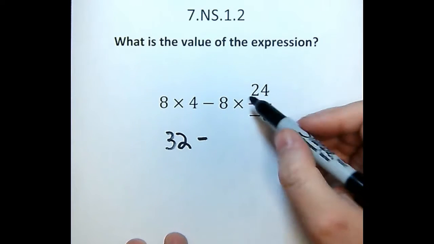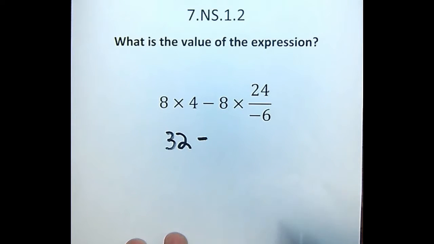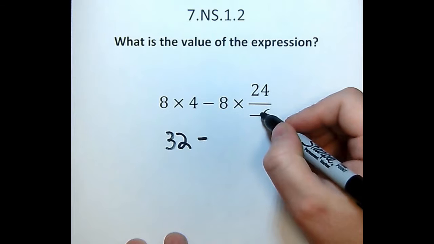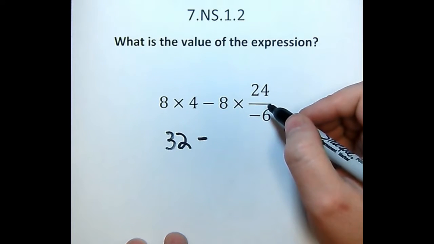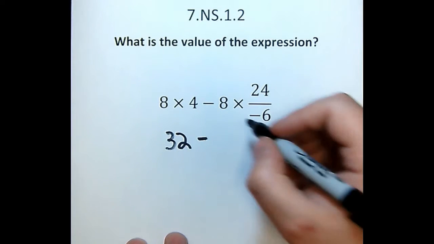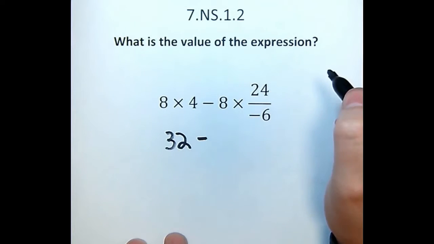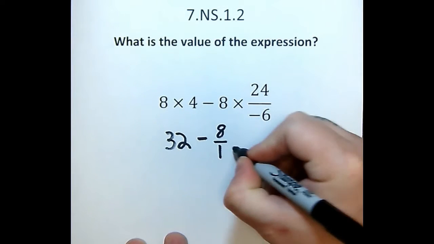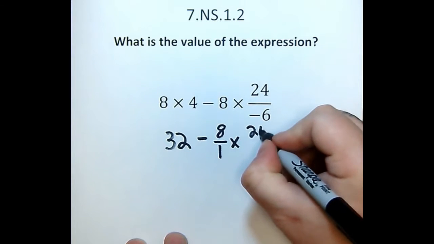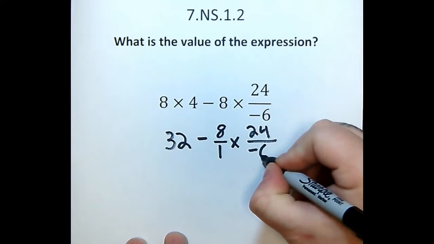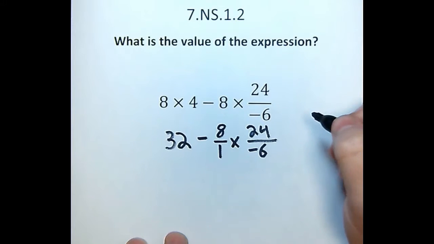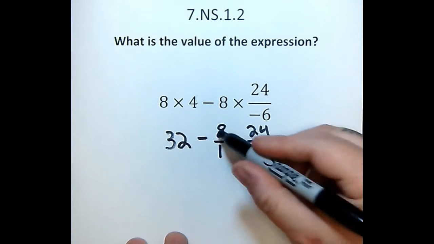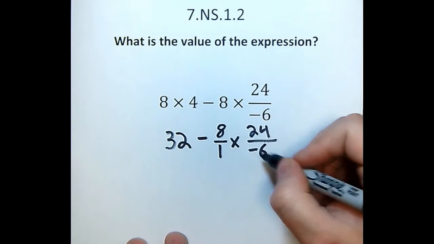We have a subtraction, but now we have this expression here, which is 8 times a fraction of 24 over negative 6. So I would know that I can take this 8 and I can put it over a 1 and make it like a fraction and multiply by 24 over negative 6. That way I can use cross-canceling to reduce the size of these fractions.